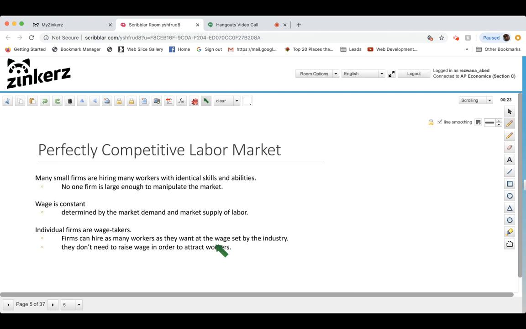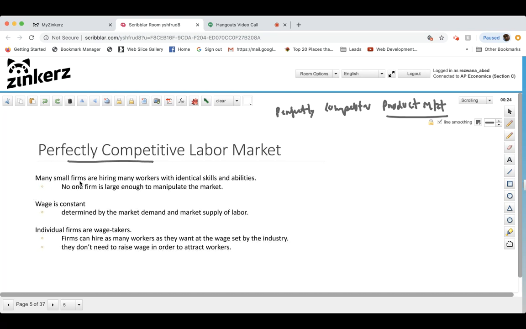But if not, we'll focus mostly on the labor market, and we start by talking about the perfectly competitive labor market. We will also see imperfect competition in the labor market, but we're starting with the perfectly competitive labor market. This should already sound familiar to you, because we also learned about the perfectly competitive product market. When we talked about perfect competition, that was with the product market and how perfect competition looked. So here we're talking about perfect competition in the labor market.